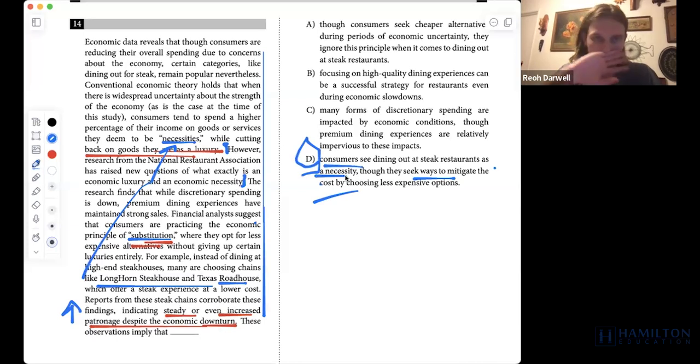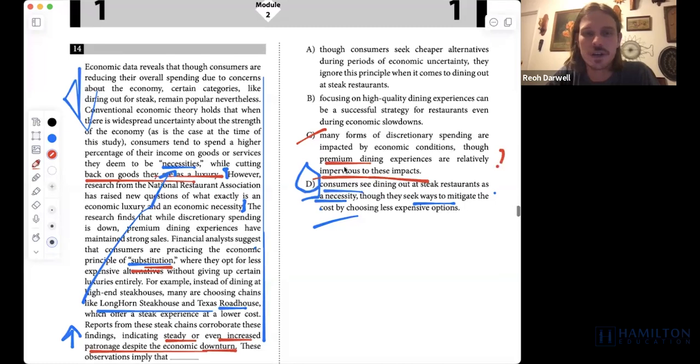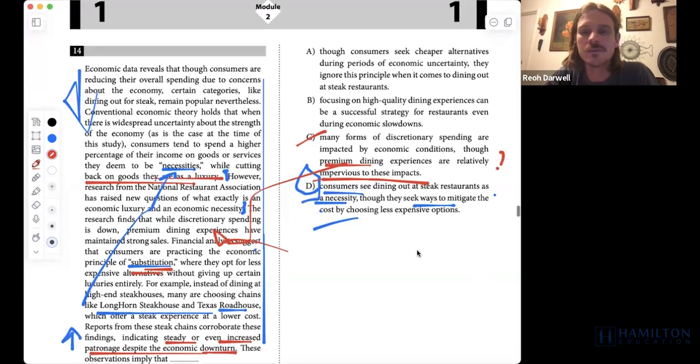All right. Good. Okay. So we're talking about an economic necessity, which is jargon defined in this passage. Here we see impervious to these impacts and premium dining experiences. That is refuted in the passage, right? Because premium dining experiences right there do kind of go down a little bit. Also, this is too unspecific in general.